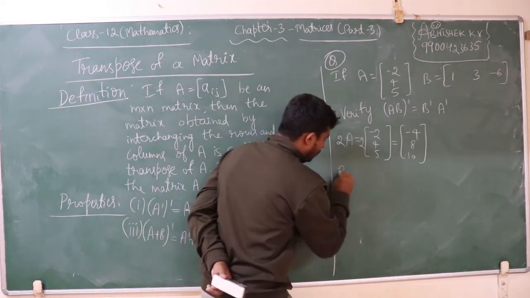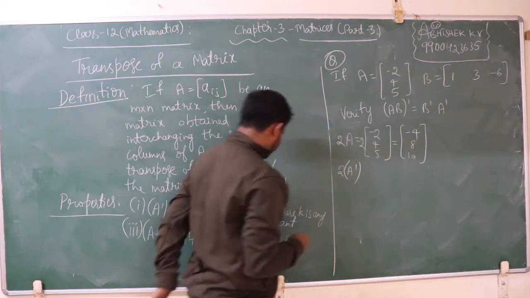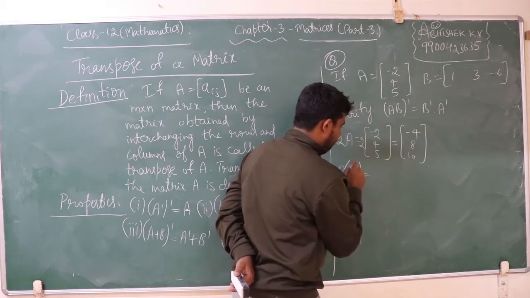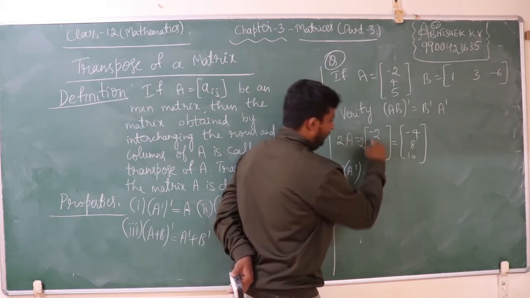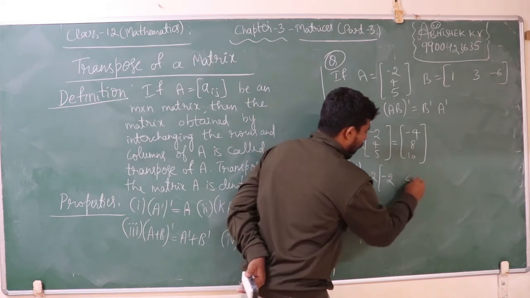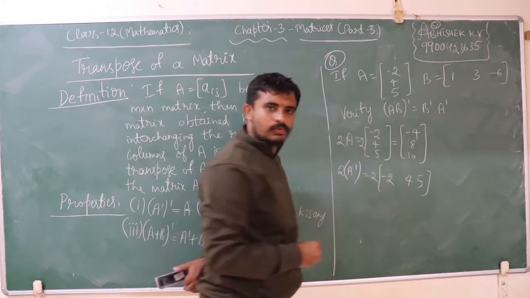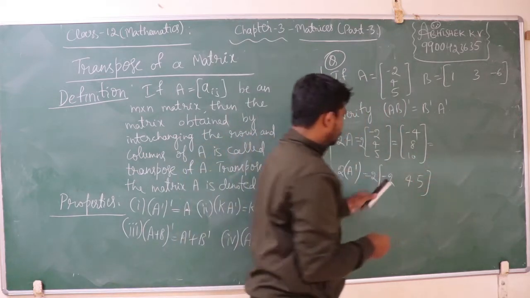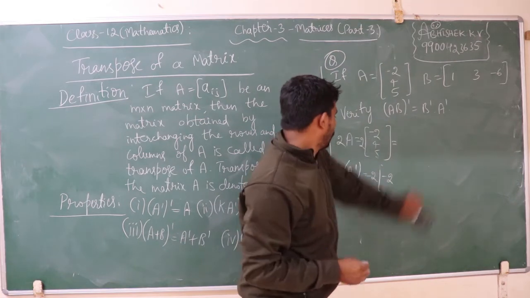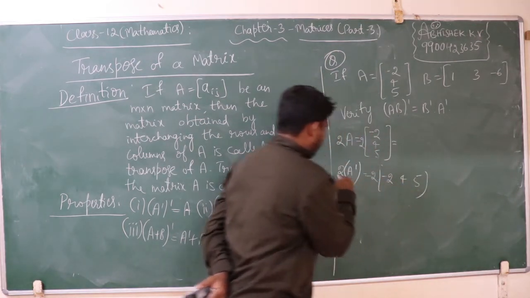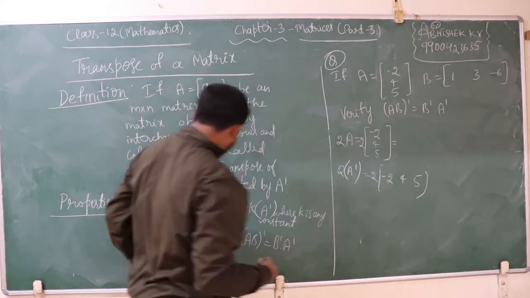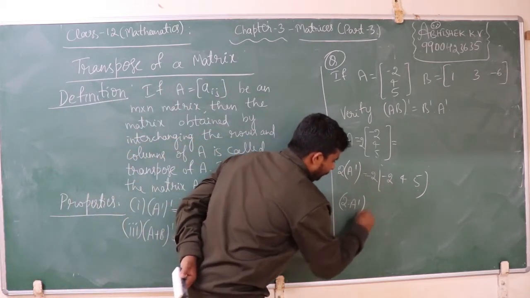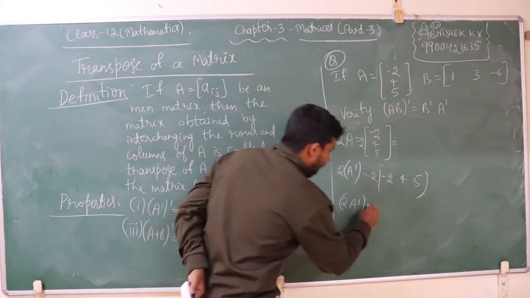If I consider the RHS, 2 into A transpose. This is equal to 2 into the transpose of this matrix, minus 2, 4, 5. So this is 2 into A transpose.